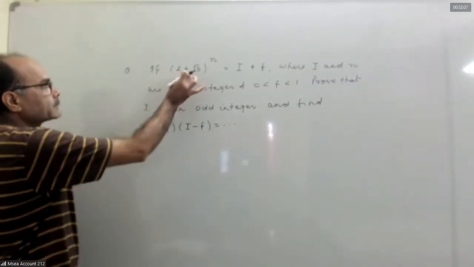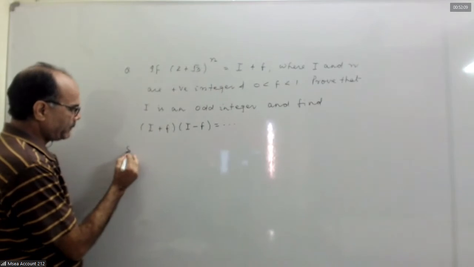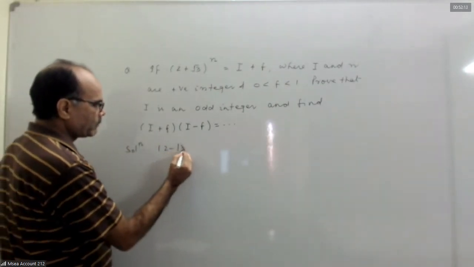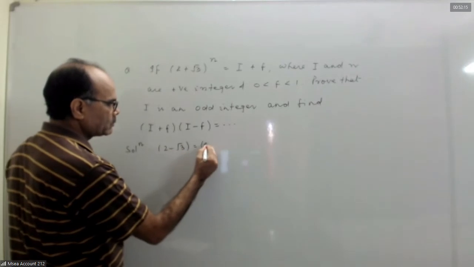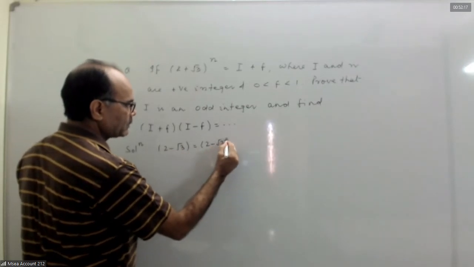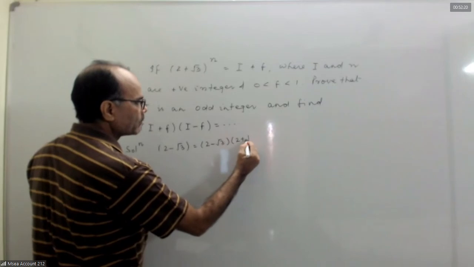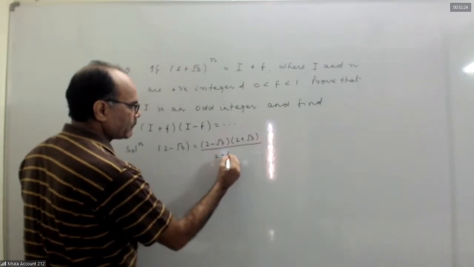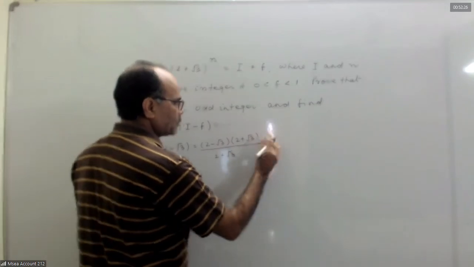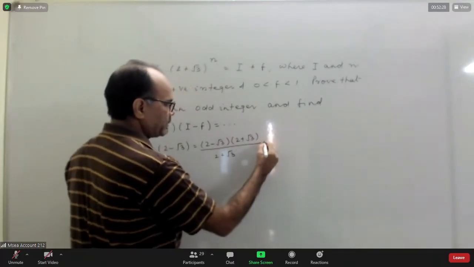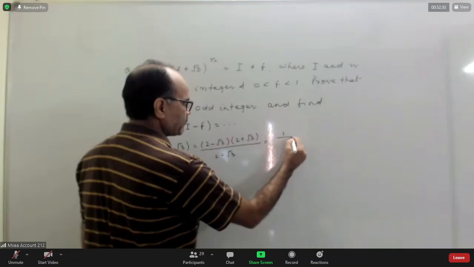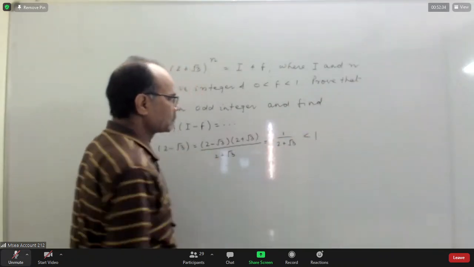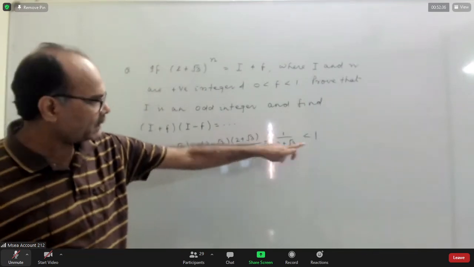Here, 2 minus root 3, first step. 2 minus root 3 equals (2 minus root 3) into (2 plus root 3) by (2 plus root 3), which is equal to 1 by (a plus b) into (a minus b). It's a positive real number and less than 1.